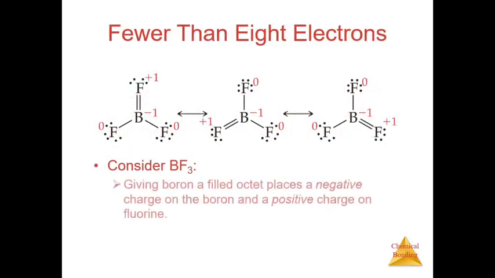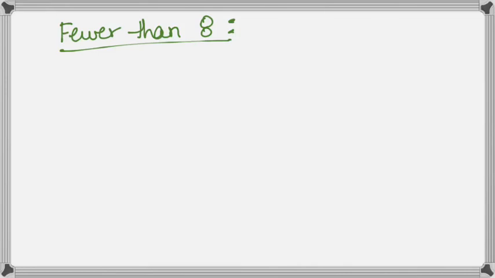Now, fewer than 8 electrons. Let's talk about those that should have fewer than 8. And I throw in here any element that is in group 1, 2, or 13. Any element in group 1, 2, or 13. That includes hydrogen too. Here's how those work.